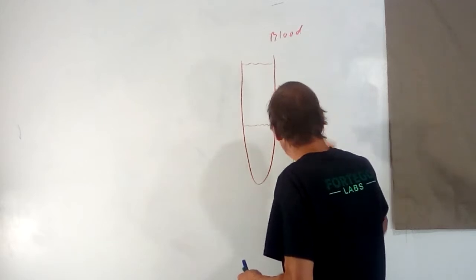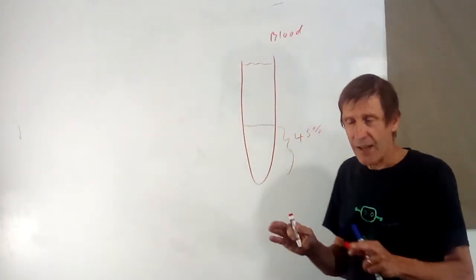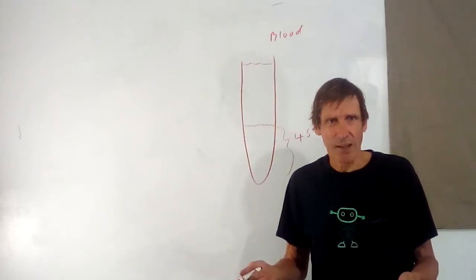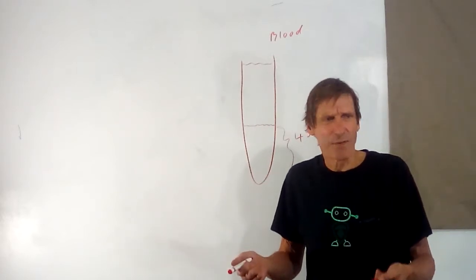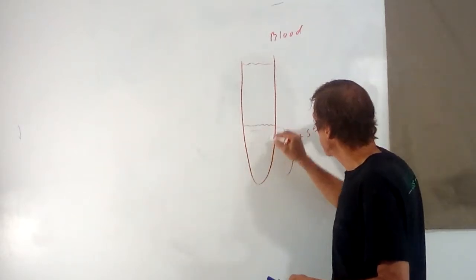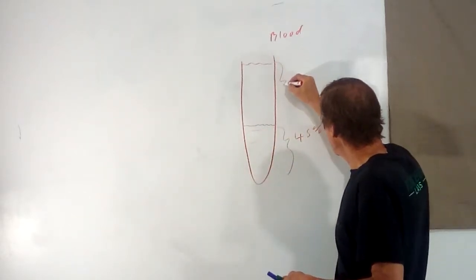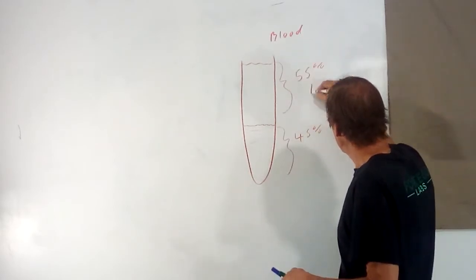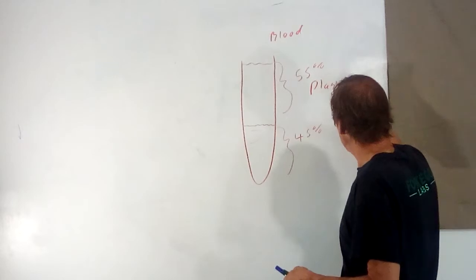45% of blood volume is going to be cells. Again, that varies person to person. It's a little higher in males than females. It might be 38% cells in a female, 44 or 45 in a male. But that's the cell component. The rest of this, the remaining 55%, is the matrix, which we call plasma.